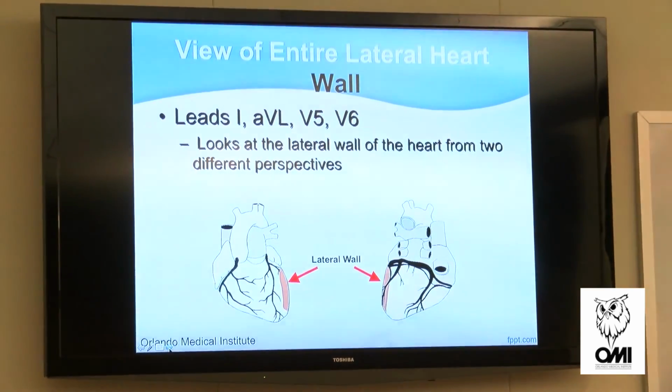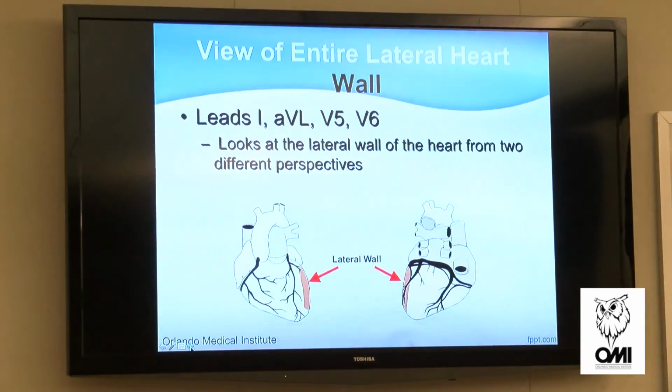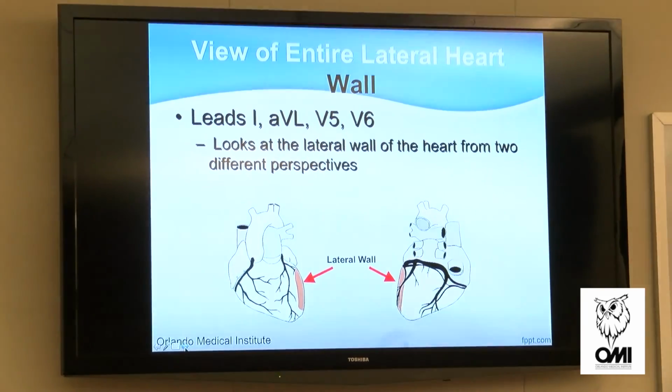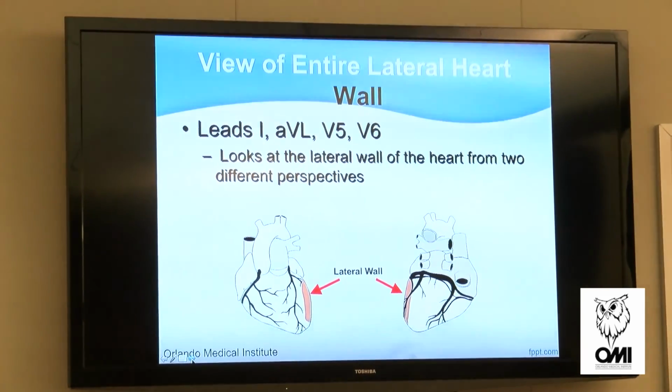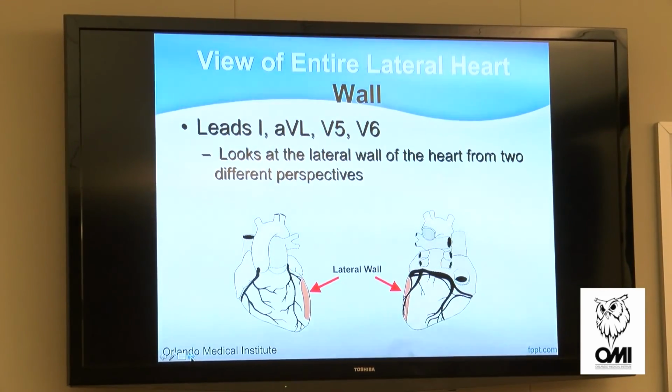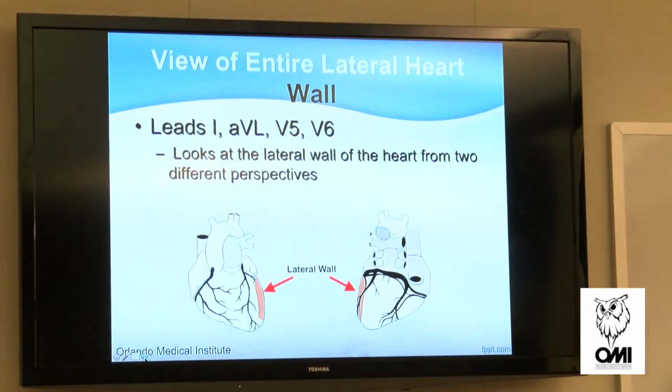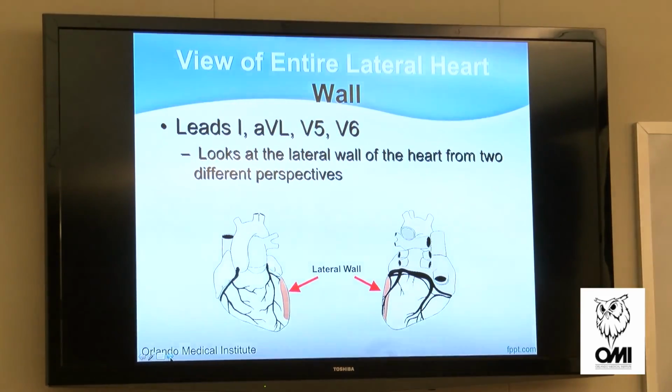The entire lateral wall is leads I, aVL, V5 and V6. It looks at the lateral wall of the heart from two different perspectives. What are the two different perspectives? Well, we got two leads, one in aVL that looks at the heart from a vertical view. Then you got V5 and V6 that look at the heart from a horizontal view. So those are the two perspectives we're referring to. Does everybody understand that? Okay.